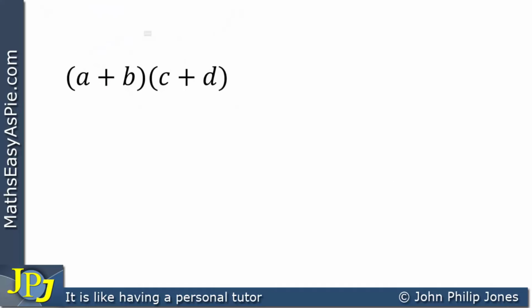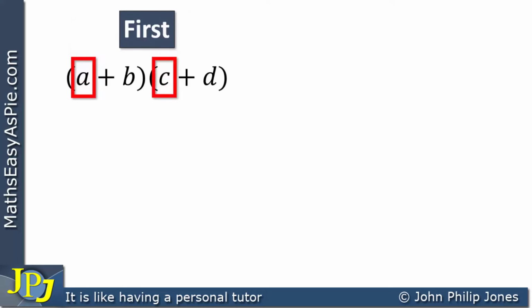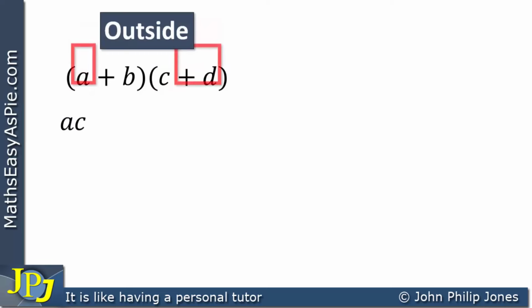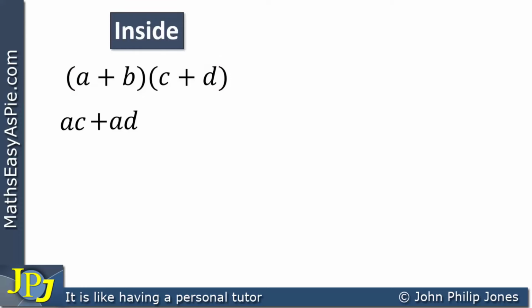We look to what appears first in the brackets, and we can see it's the A and the C. We multiply these two together and that will give us AC. We then refer to the outside, which we can see are the A and the plus D, and when they are multiplied together they give us plus AD. We then consider the inside, which is the plus B and the C. We multiply them together and that gives us plus BC.